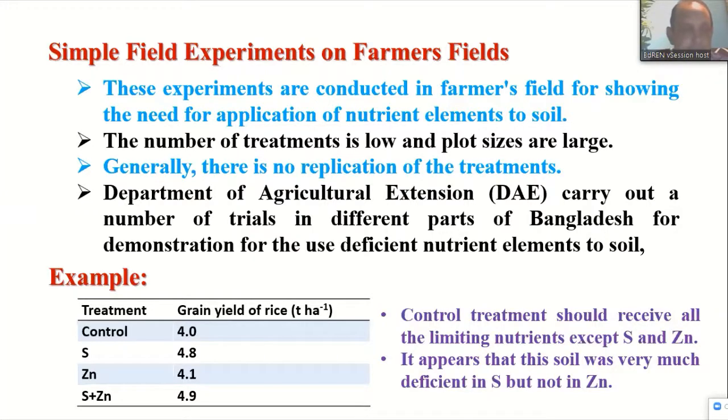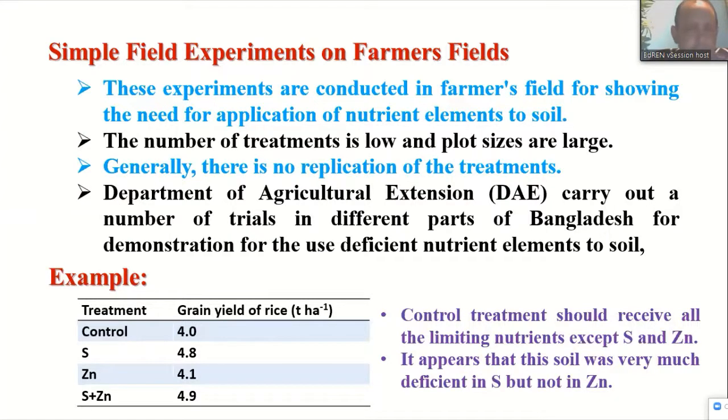Here you can see from the control, if we apply only sulfur, the yield increases vigorously. But if we apply only zinc, the yield increase is very little. And if we apply sulfur and zinc and compare with the only sulfur treatment, the yield increase is also very little. So we can conclude from this table that there is no deficiency of zinc, but there is a deficiency of sulfur, as after applying zinc, there is a very little increase.